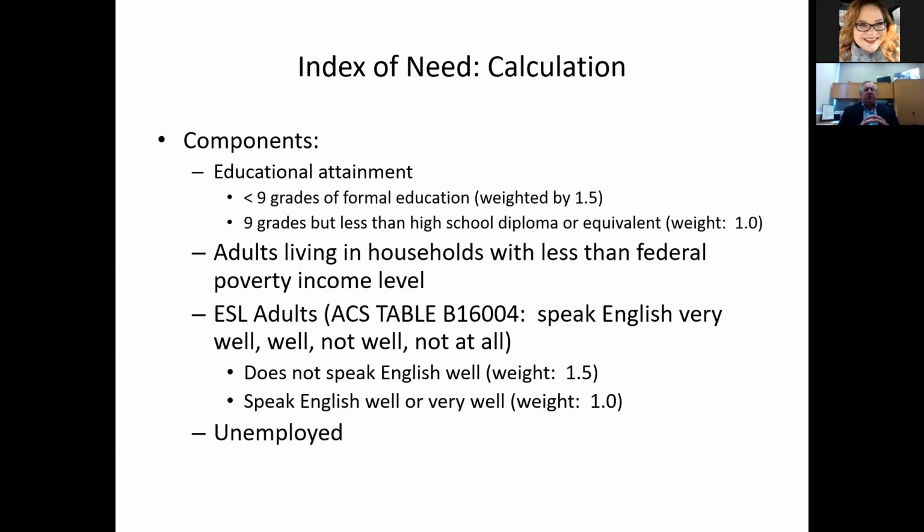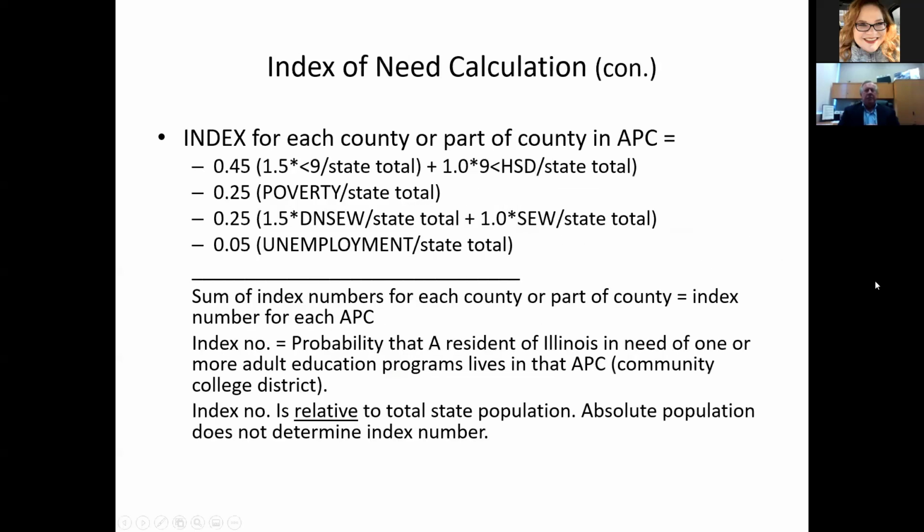With respect to education, those people who have less than 9 grades of formal education, their numbers are weighted by 1.5. If you have 9 grades but less than a high school diploma or its equivalent, we weight that by 1.0. The index is calculated as follows. We calculate an index for each county or part of a county in what we call an area planning council or a community college district. They are basically synonymous.